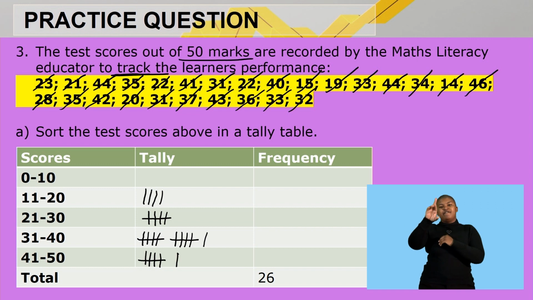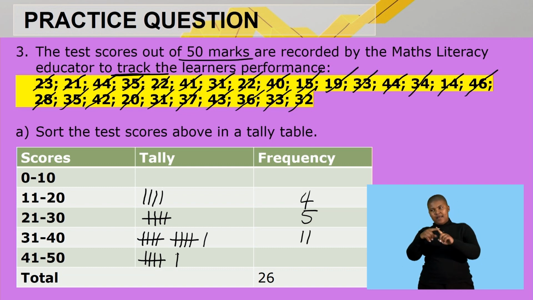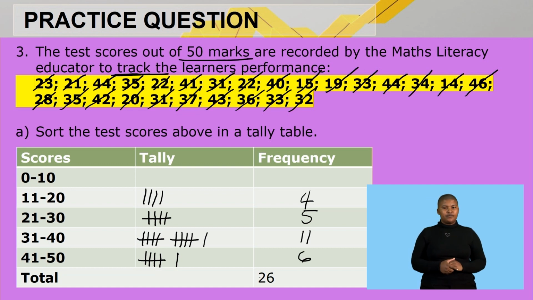So between 0 and 10, there's nothing, there's 0. So 11 and 20, it's 4. 21 and 30, it's 5. 31 to 40, it's 5, 10, 11. And we have 41 to 50, we have 5, 6. So it's 6. So we have 26 learners who participated in this class test.